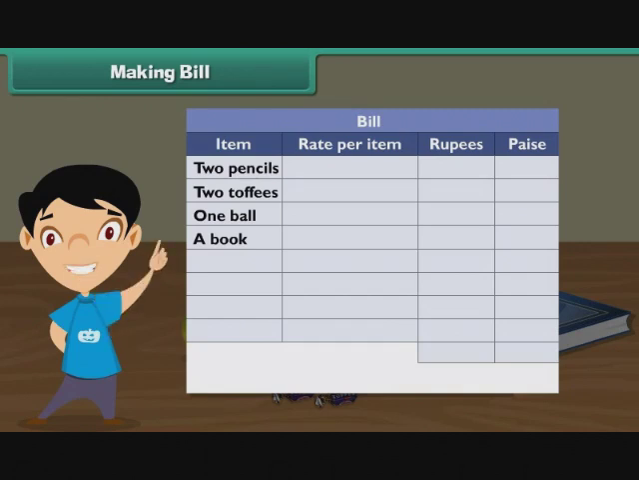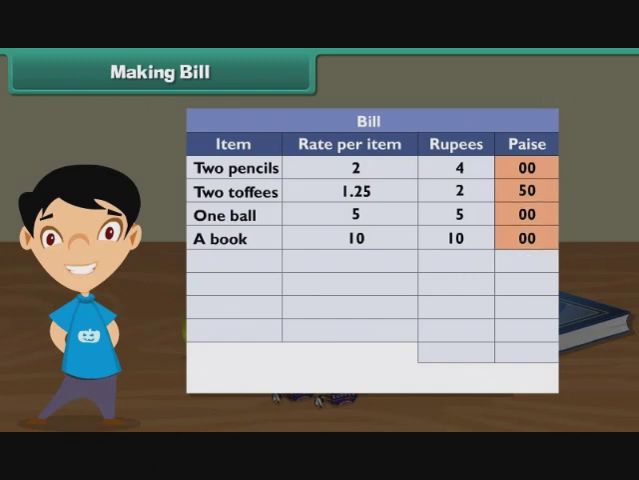Under the rate per item column, write 2 rupees, 1 rupee 25 paise, 5 rupees and 10 rupees against pencil, toffees, ball and book. 2 pencils cost 4 rupees, so write 4 in the rupees column and 00 in the paise column. 2 toffees cost 2 rupees 50 paise, so write 2 in the rupee column and 50 in the paise column. 1 ball costs 5 rupees, so write 5 in the rupees column and 00 in the paise column. 1 book costs 10 rupees, so write 10 in the rupees column and 00 in the paise column.